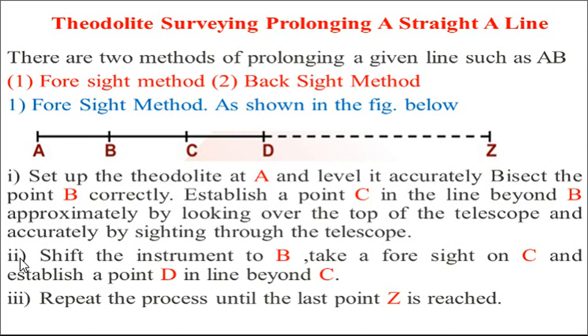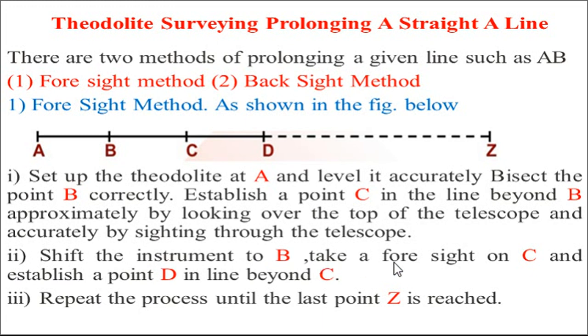Then shift the instrument or theodolite to point B. So in first case our instrument is at A, we have sighted B, and in line with it we have set the point C, means the line is extended up to C. After that what we have to do? We have to shift the instrument from A to point B. Shift the instrument to point B and level it properly.